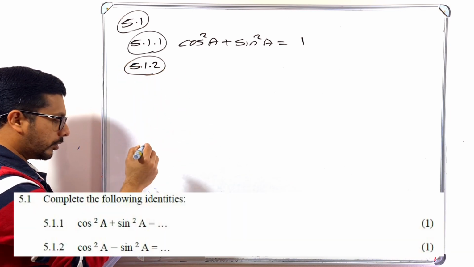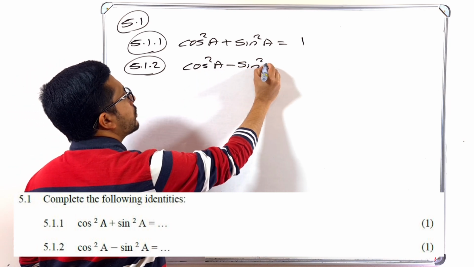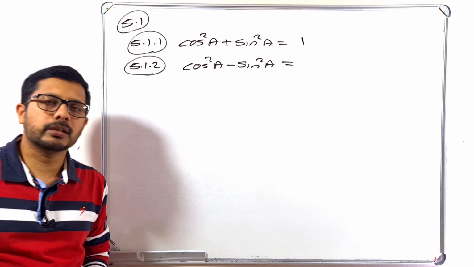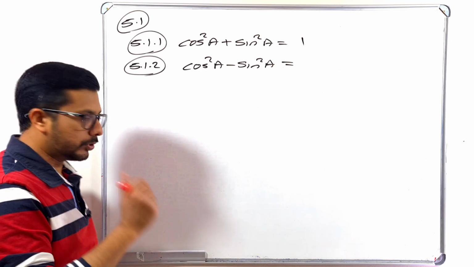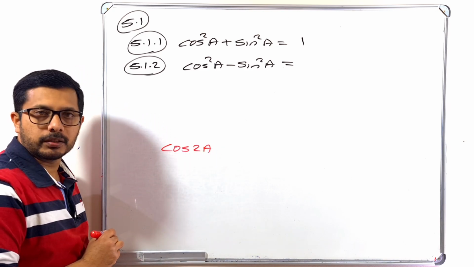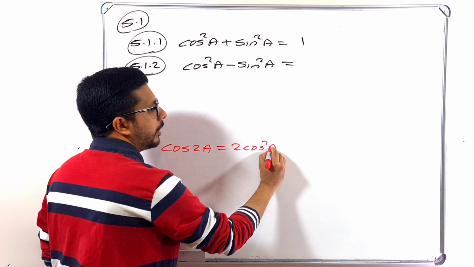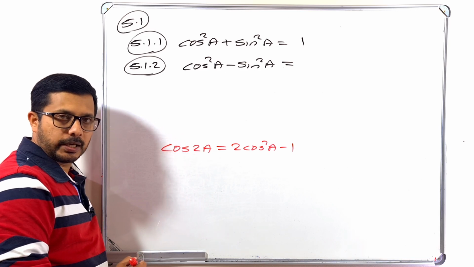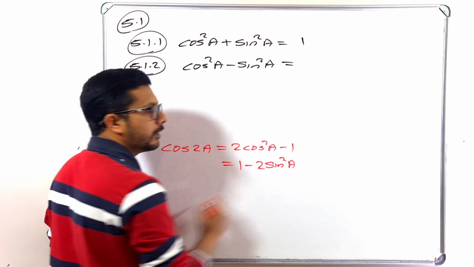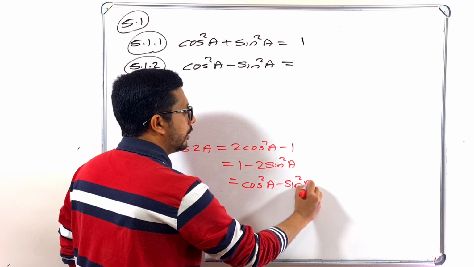Then the next question is 5.1.2. Cos squared A minus sine squared A. Can you say what is the answer? In your class, when you studied double angle, you studied 3 formulas for cos 2A. Do you remember the formulas? The first formula is 2 cos squared A minus 1. Then the second one is 1 minus 2 sine squared A. And the third formula is cos squared A minus sine squared A.